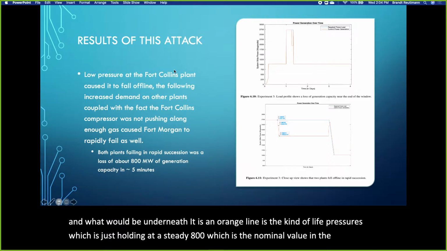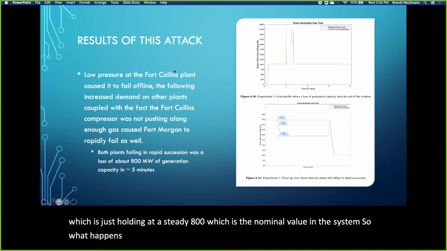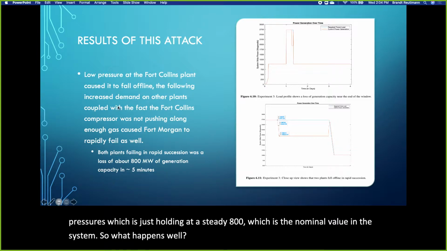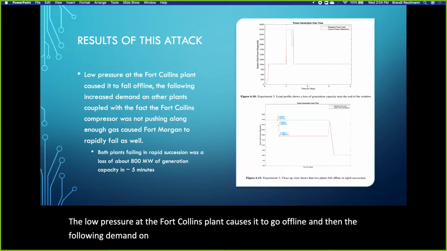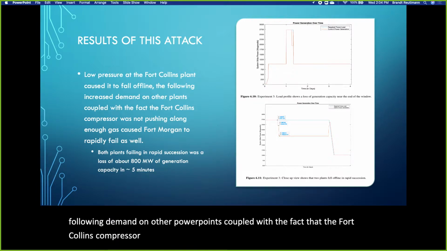So what happens? Well, the low pressure at the Fort Collins plant causes it to go offline, and then the following demand on other power plants, coupled with the fact that the Fort Collins compressor is not doing its job, causes the Fort Morgan plant to trip off very rapidly as well.